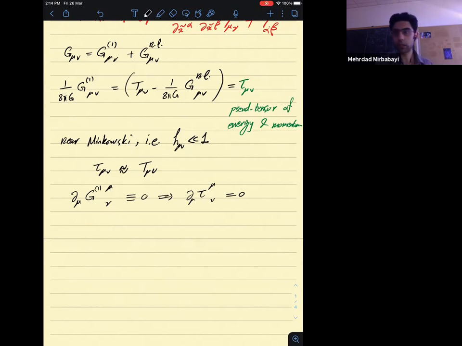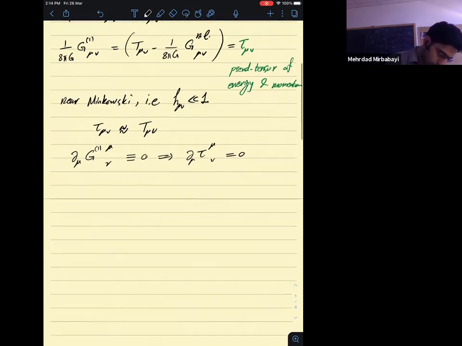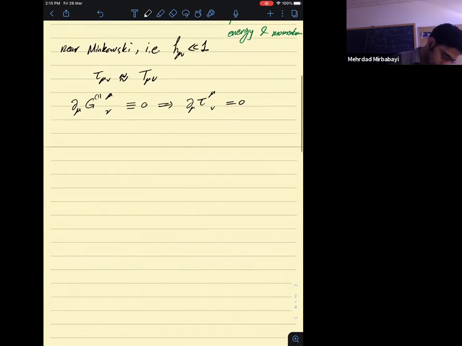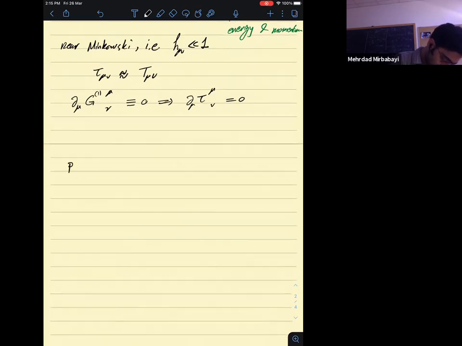So this is a very, very useful property, because once I have a tensor like that, then I can define quantities which satisfy conservation. So therefore, I can use this and define P mu as the integral d3x of tau 0 mu.